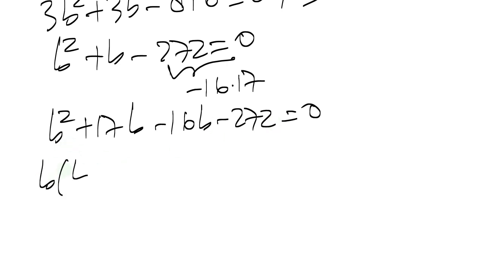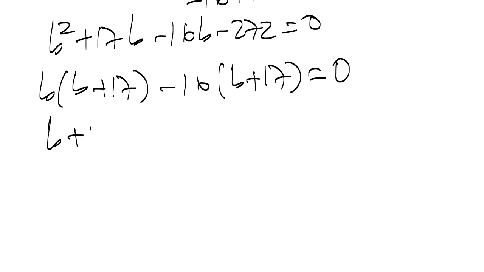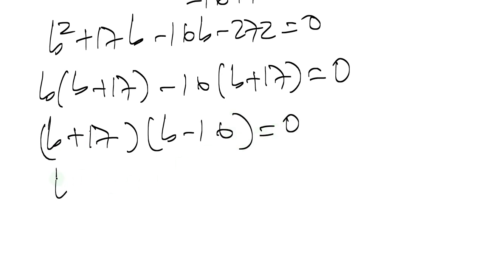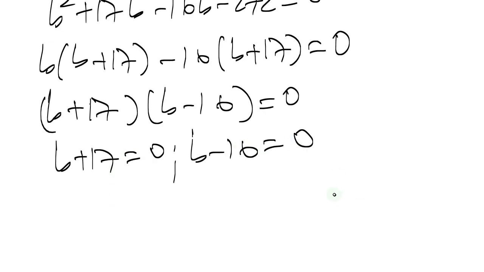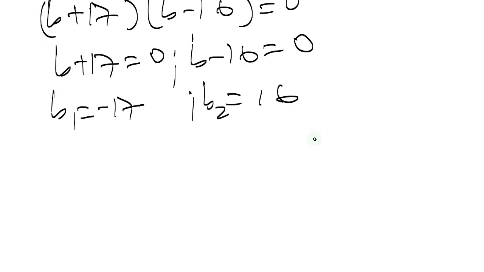So here factor out b, and this is b plus 17, and then minus 16 which multiplies b plus 17, and then this is equal to 0. So from here I have that b plus 17 which multiplies b minus 16, and then this is 0. So we have b plus 17 equals 0 and b minus 16 equals 0. And then from here we have that b1 is equal to negative 17, and b2 is just 16, right? So this is actually 16. Okay, cool.